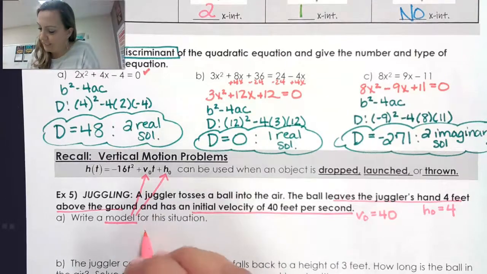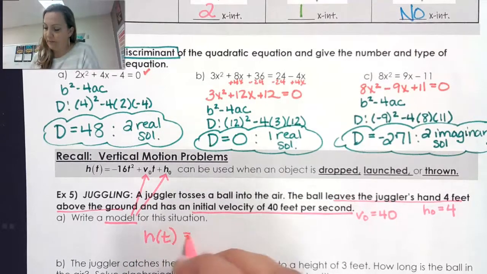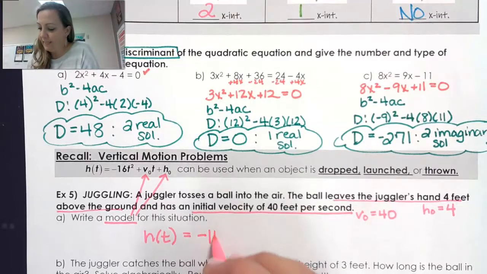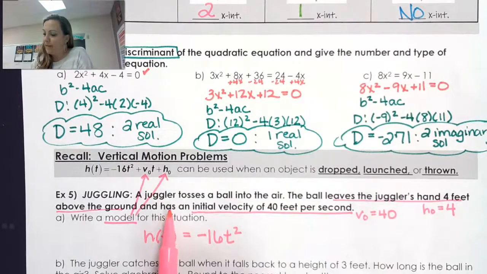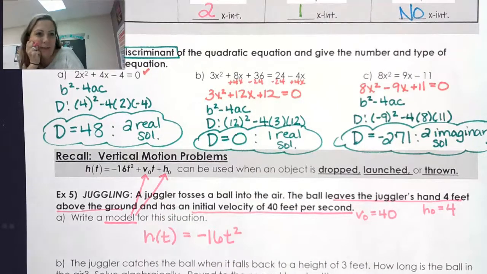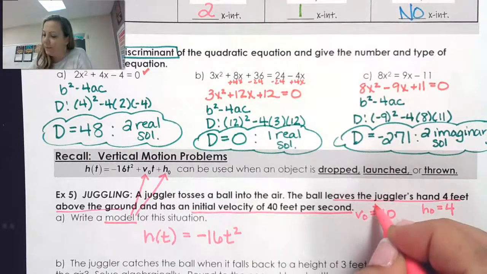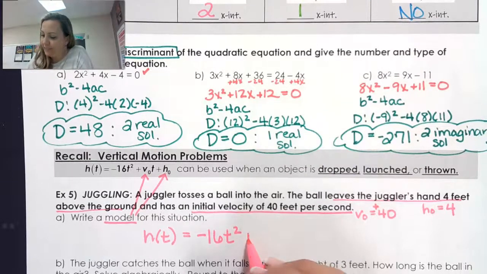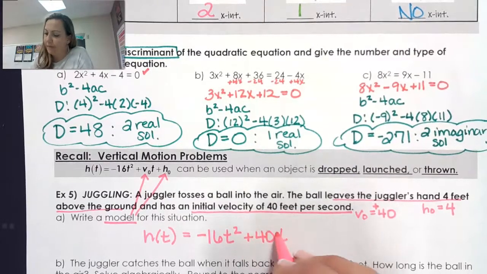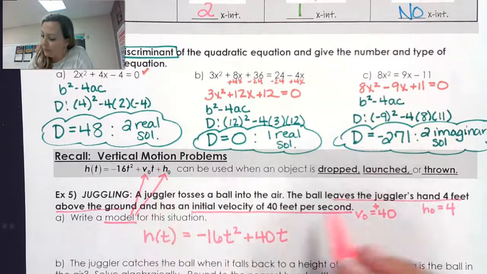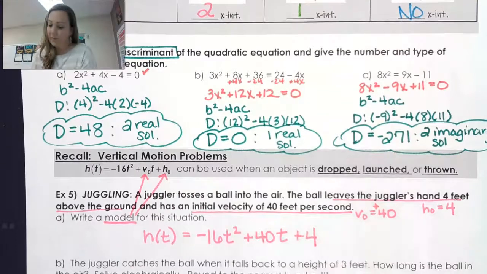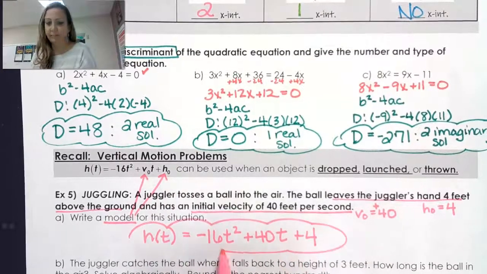Your h of t is still your output. This -16 is always the coefficient on Earth. It's a gravity constant. And if a juggler is juggling, by the way, he's throwing it upward, we hope. So that's why we're going to have a positive velocity. So we're going to have plus 40t, and then plus h sub 0, which is our 4. So that's the model for this situation. It's not too bad.